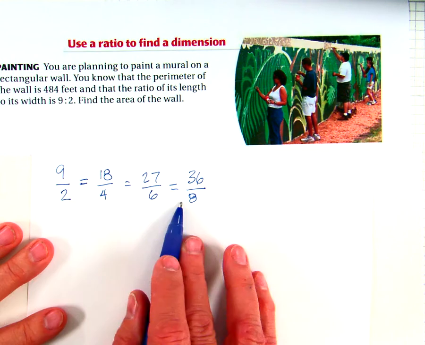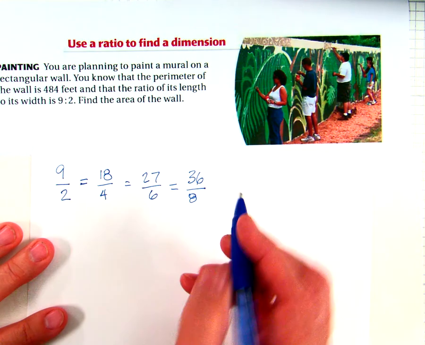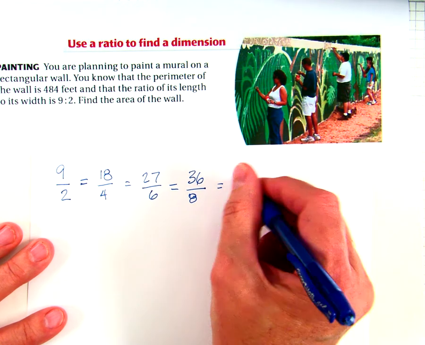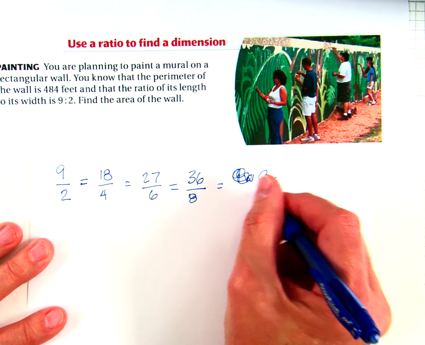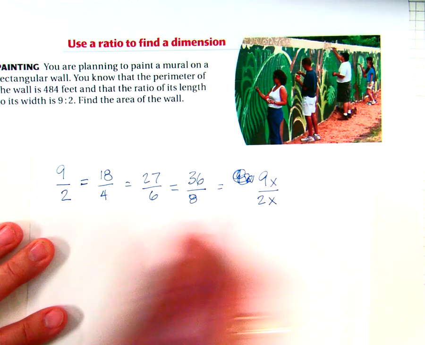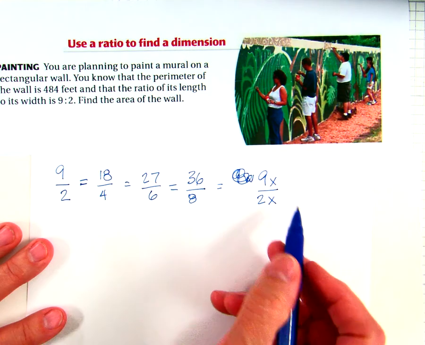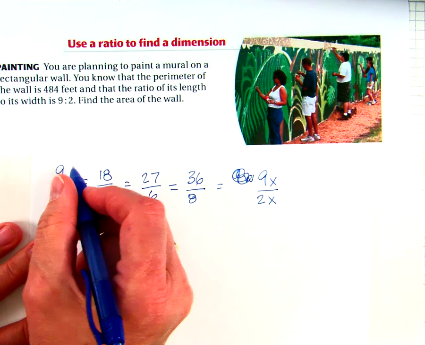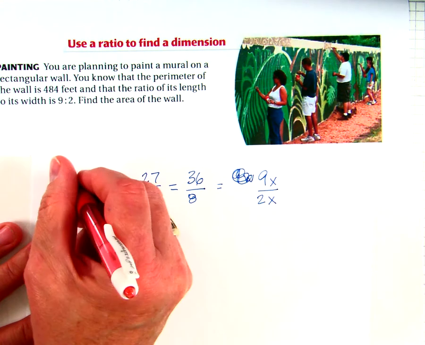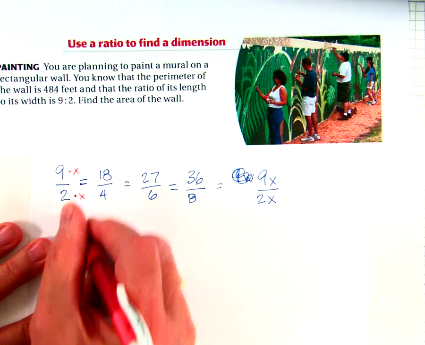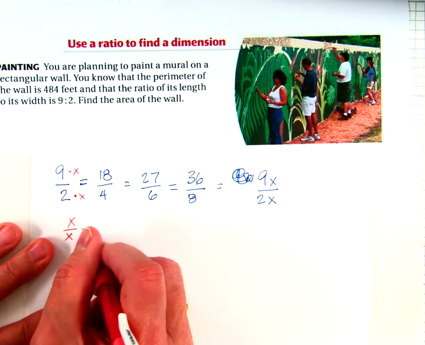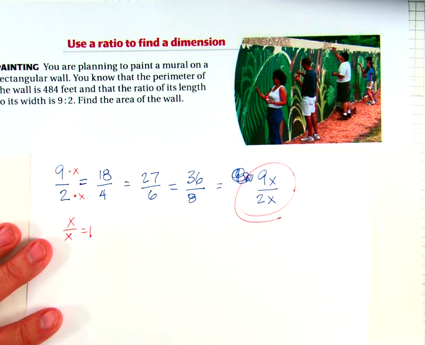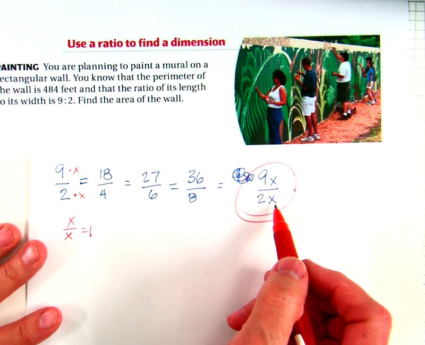Look back at how you form these equivalent fractions. What you do each time is multiply by 1 in the form of the scale factor. So we can show it as 9x over 2x. I've multiplied both the numerator and the denominator by x. X over x, of course, is 1. So here we have the scale factor represented as x. Well, how can I use that?